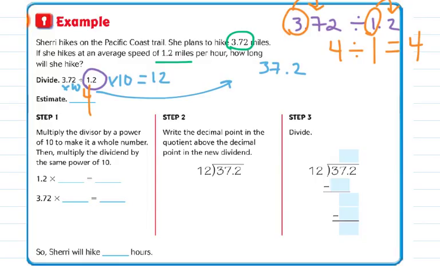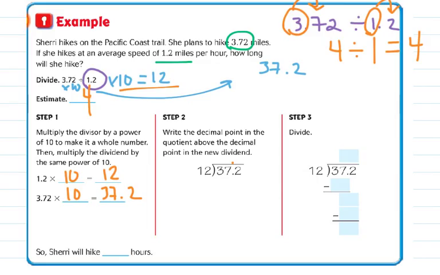So step 1, it says multiply the divisor by a power of 10 to make the divisor a whole number, which we did up here already. And we knew that our multiple would be 10, and we got the answer of 12. And remember, the same number would have to apply to the dividend, so we got 37 2/10. Step 2, write the decimal point in the quotient above the decimal, right off the back. You want to make sure you have that there so you don't make any mistakes. And then step 3, we're going to divide.